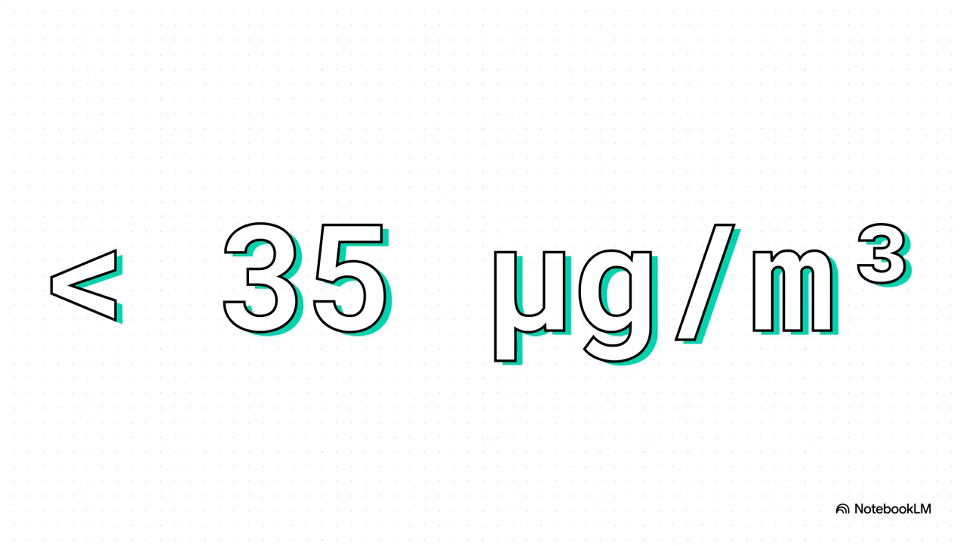And here is the magic number for those particles. To get that Reset certification, a building has to show, with data, that the daily average stays below 35 micrograms per cubic meter. And remember, this isn't a one-time test. It's about proving you can do this consistently, day in and day out.